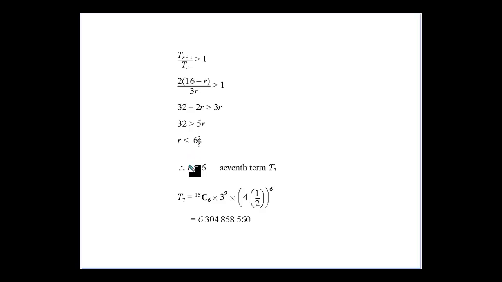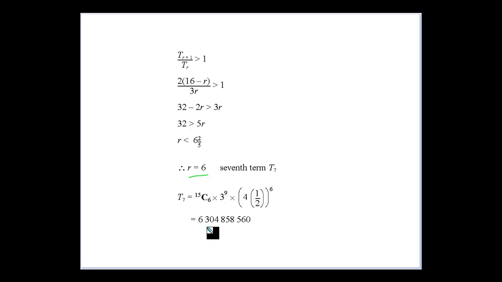So what does that mean for us? Well, it means that our value of r must be 6. And if r is equal to 6, it means we're looking at the 7th term, because we'll have 15c6. So the 7th term is 15c6, 3 to the power of 9. Now 4 times the half, so x is equal to a half, and still in this case, to the power of 6. Still going to give us a large number, even though we're putting a half in there.